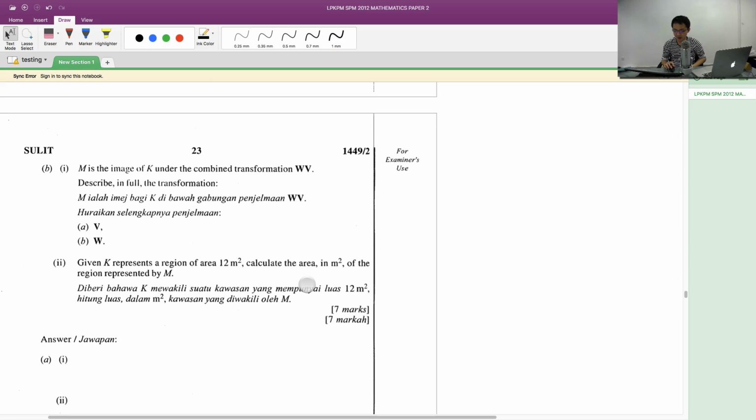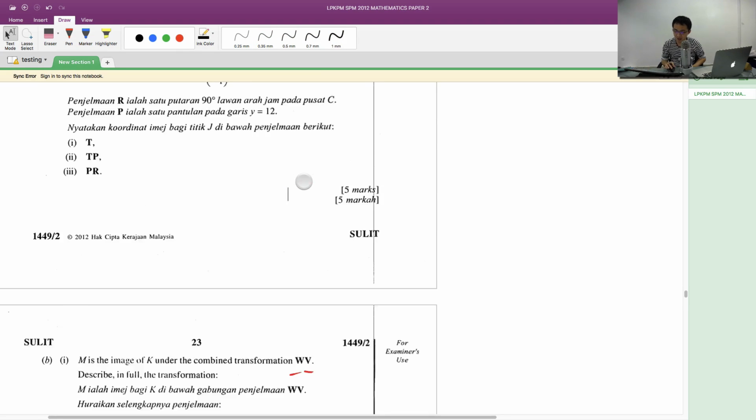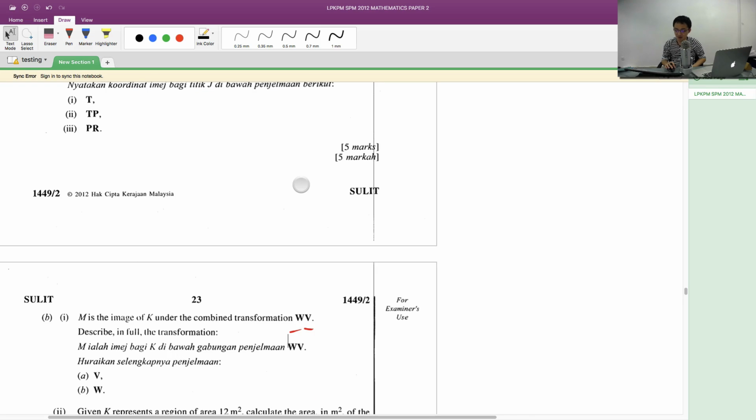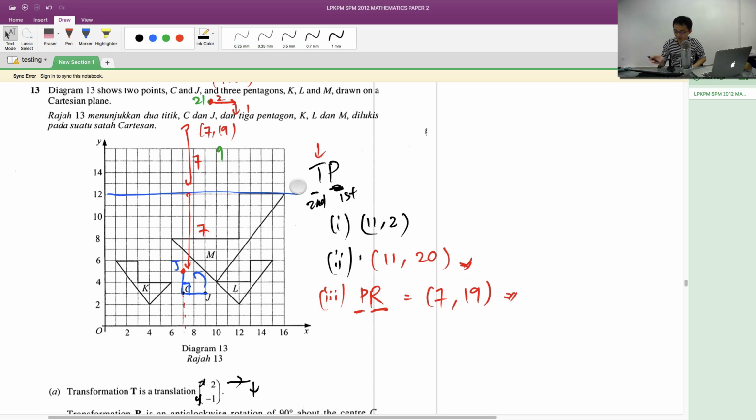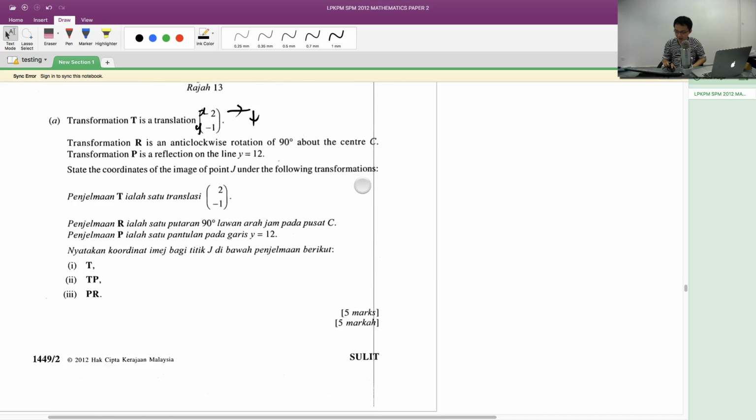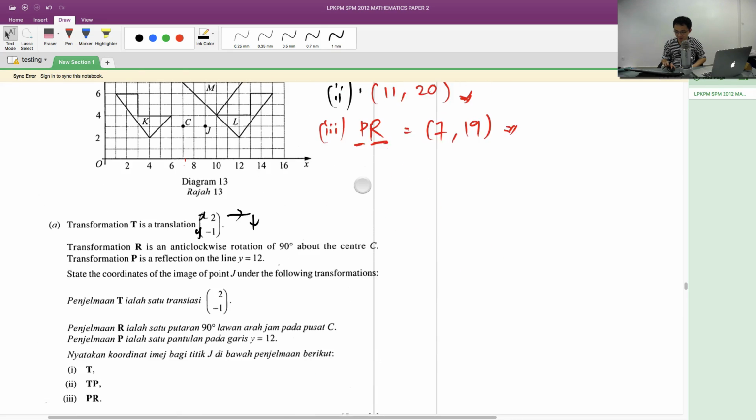Okay, for part B, M is the image of K under the transformation WV. So V first, then only W. K to M. M is the image of K, so K goes to M. So I have to check K. M is the image, alright.